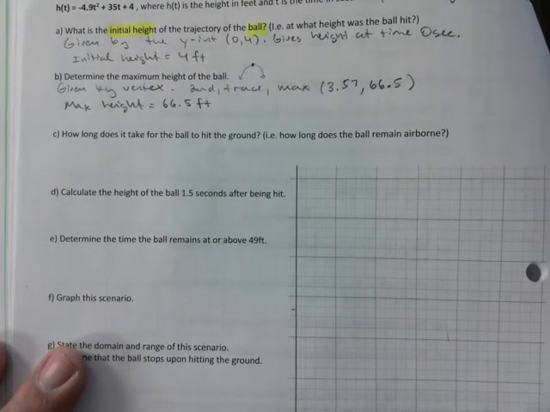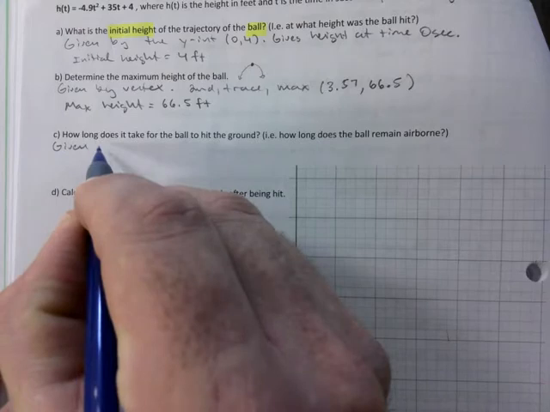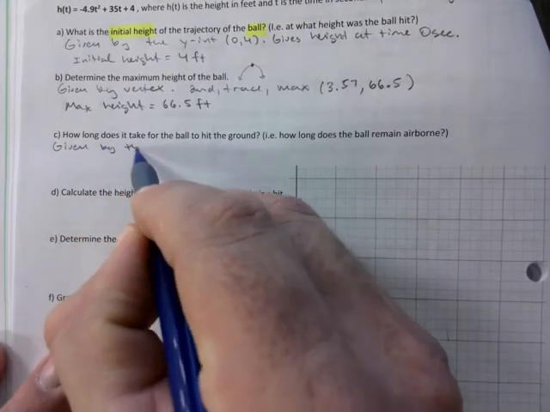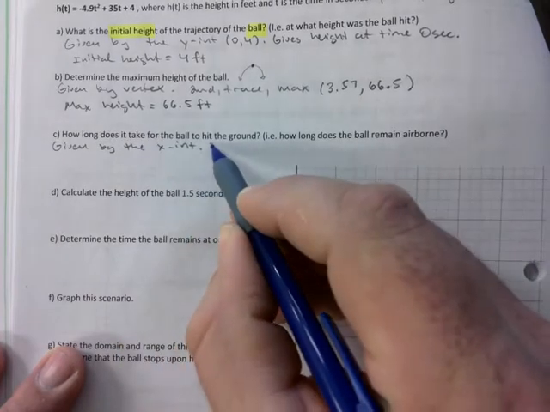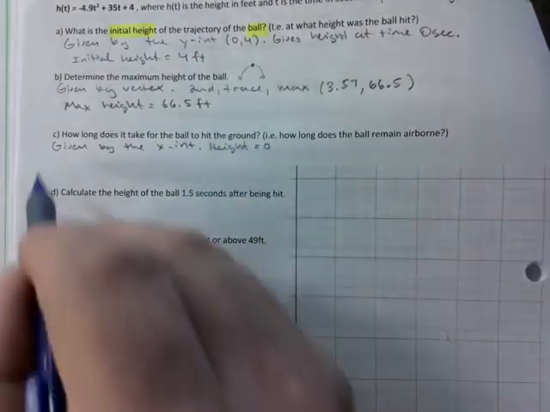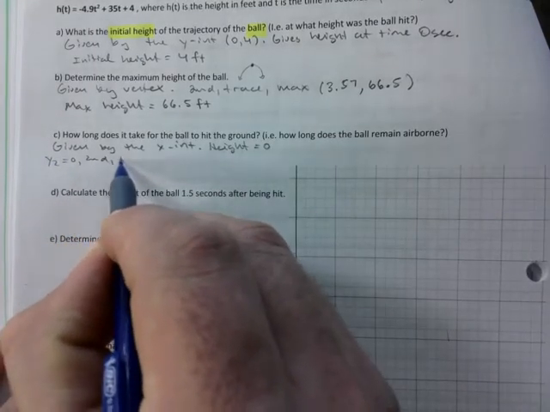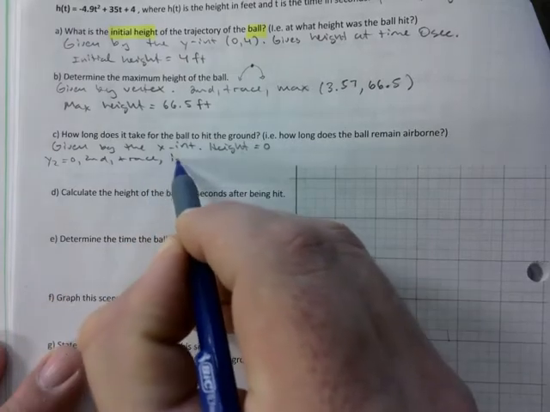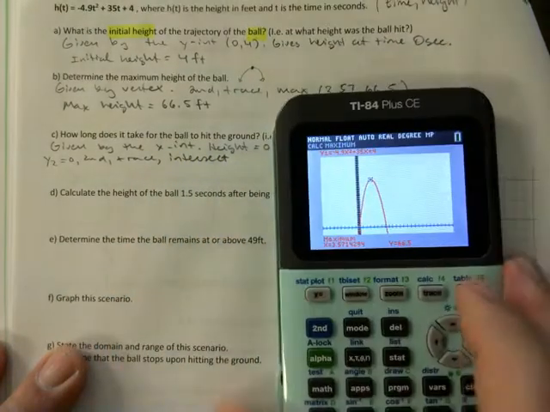How long does it take for the ball to hit the ground? This is given to us by the x-intercept, right? Height is equal to 0 there. So we're going to go y2 is equal to 0, second trace intersect, and that's how we're going to find it. So let's go ahead and do that.